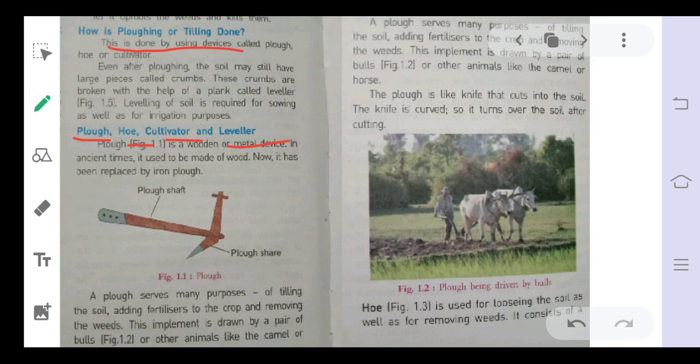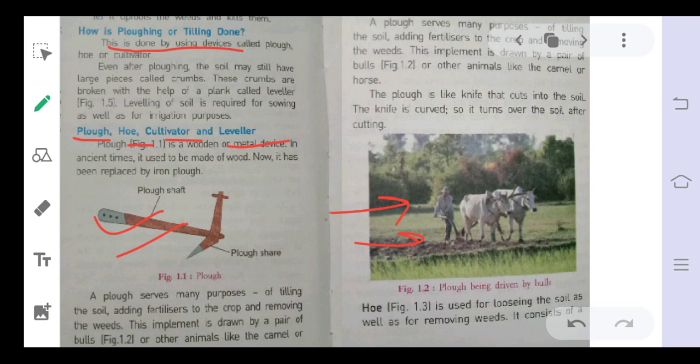So the plow, you have seen, is a wooden or metal device. This wooden device you have seen in the old times, like in this picture you can see a farmer using this plow that is pulled by bullocks. So these bulls are plowing the soil. The plow serves many purposes: tilling or loosening the soil, adding fertilizer to the crop, and removing the weeds. So this is the wooden plow.